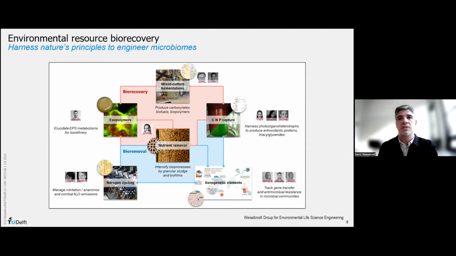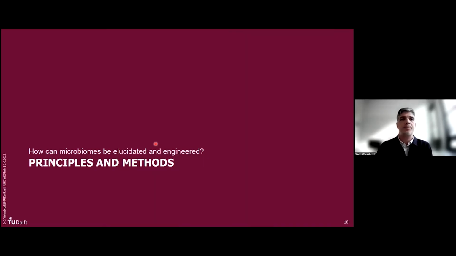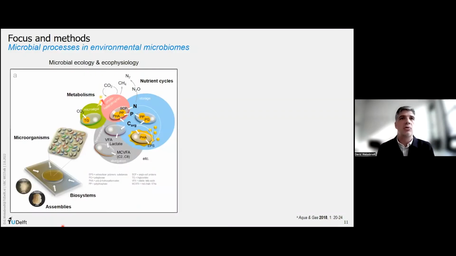We also look at antibiotic resistances or xenogenetic elements like resistance genes, but also the fate of genetically modified materials in urban water systems. For the sake of this presentation, I will speak mainly at this interface between granular sludge here that is used to intensify nutrient removal and the production of exopolymers that we can recover from granules or biofilm systems. Let's speak first about how microbiomes can be elucidated and engineered, what kind of principles and methods we can use, and I will come then into the application for exopolymers.